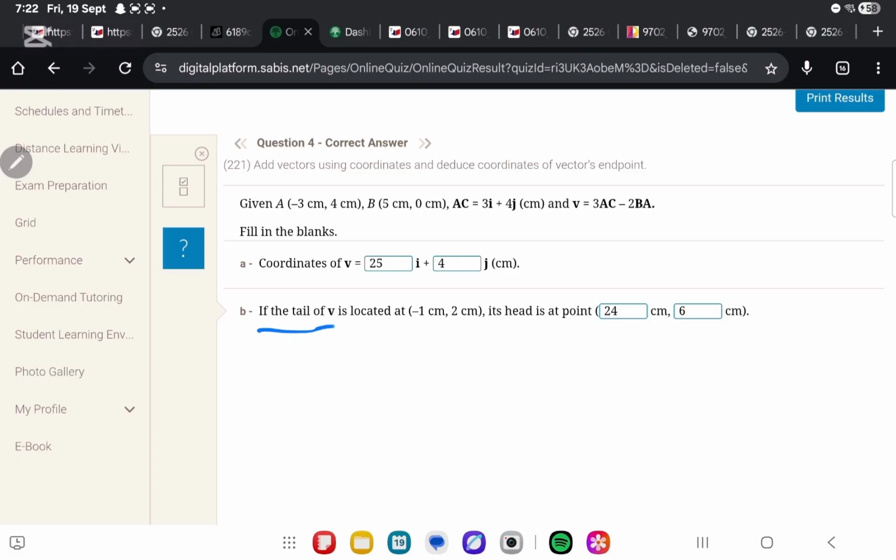Now, if the tail of v is located at this and its head is, where do you want to find it? Okay, so in a vector, this is how you draw a vector on a graph. You draw an arrow. Now the arrow is composed of 2 parts. This is called the tail, and this is called the head. So this is the initial point, and this is the terminal point. So you know how we wrote that the vector is terminal minus initial? You can write that the vector is equal to the head minus the tail.